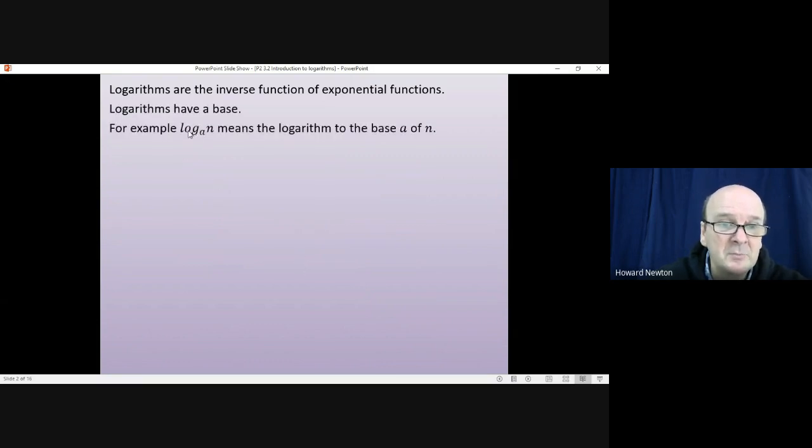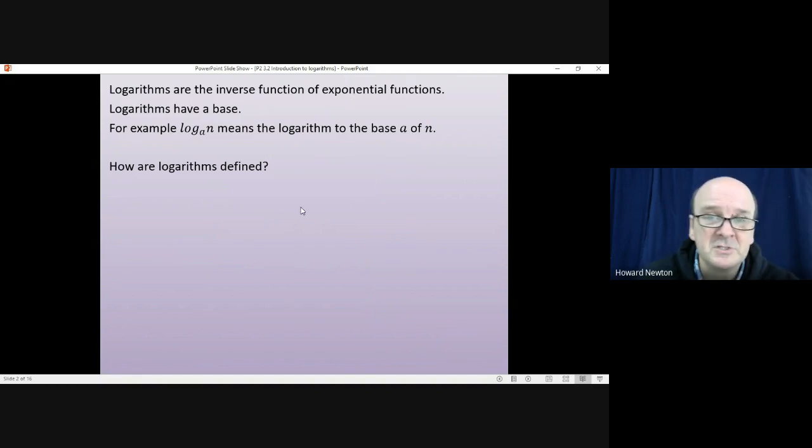So, for example, if we had log a of n, that would mean the logarithm to the base a of n. How are logarithms defined? Well, because they're the inverse function of exponential functions, they are defined in terms of exponential functions, and that is the way you should understand them.